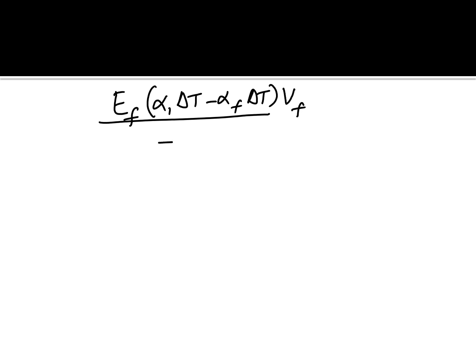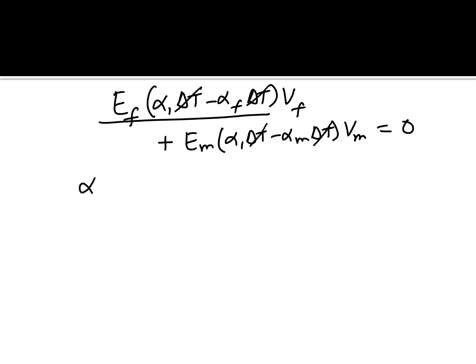We already found that Ef times (alpha 1 delta t minus alpha f delta t) is the stress in the fiber. Then we multiply with the volume fraction, plus the normal stress in the matrix, Em times (alpha 1 delta t minus alpha m delta t), times Vm, will be equal to 0. That's what we get by saying that the overall force in direction 1 is equal to 0. Now you can separate out the terms. We can divide by delta t on both sides and get rid of it.